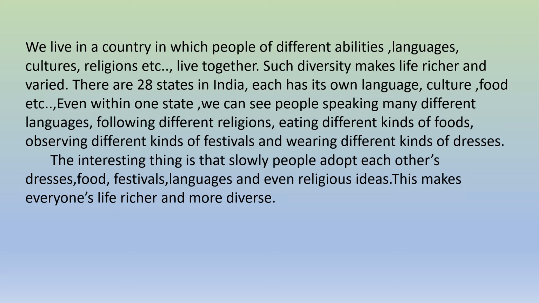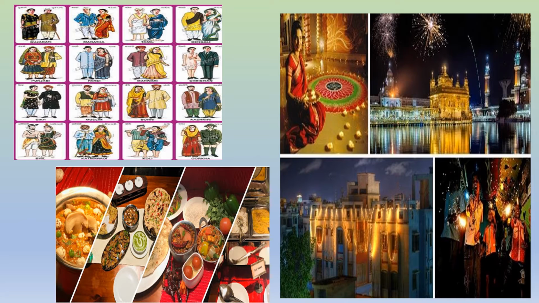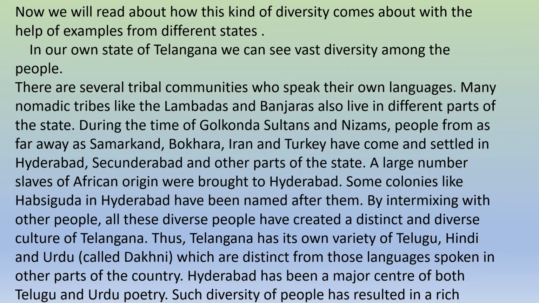You can see a fine example in India, and more closely, the fine example is our Hyderabad. In this slide, you can see people wearing different kinds of dresses in India, celebrating different kinds of festivals, and also different kinds of food. Now we will read about how this kind of diversity comes about with the help of examples from different states.